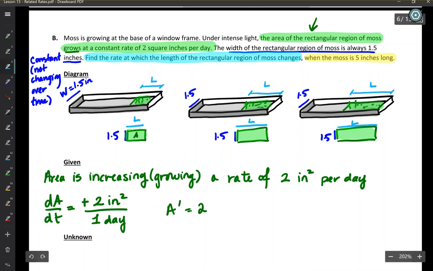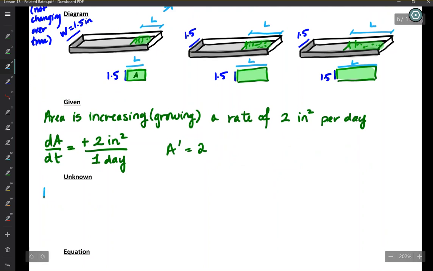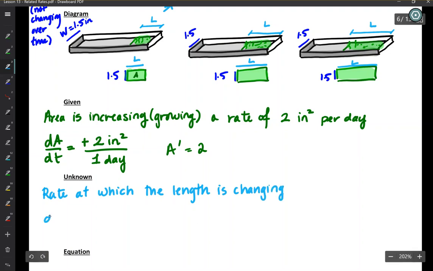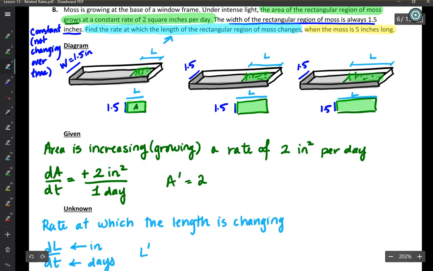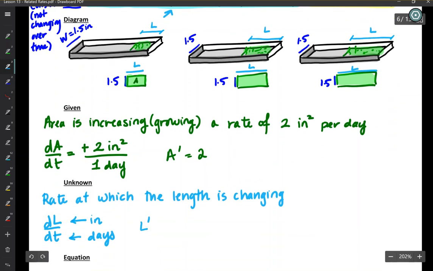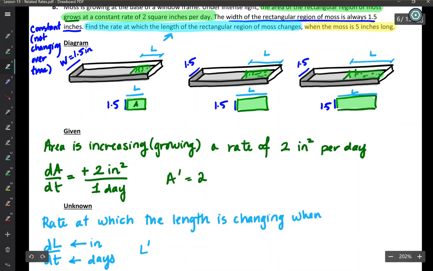The unknown: we were asked to find the rate at which this length is changing with respect to time. So if L is my length, we're asked to find dL/dt, length in inches, time in days, or if you prefer, go find L prime. And we're asked to do this at a specific moment when the moss is 5 inches long. So when L is 5 inches.